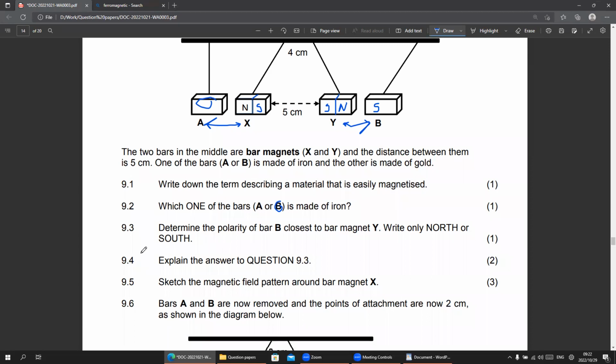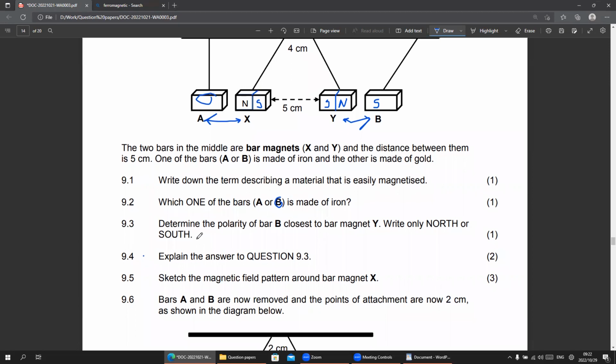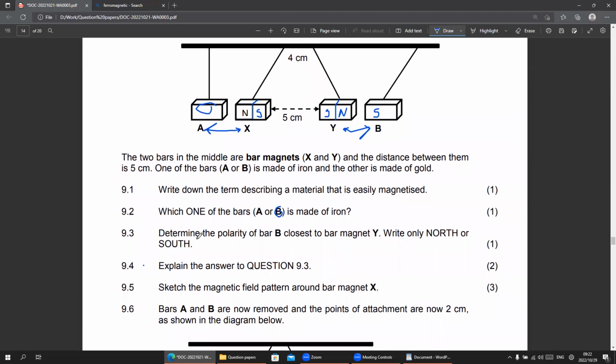Understand. Yeah, so for 9.4, 9.3, I already did that. Can you just say opposites attract each other? But okay, you can say opposites attract each other, right?